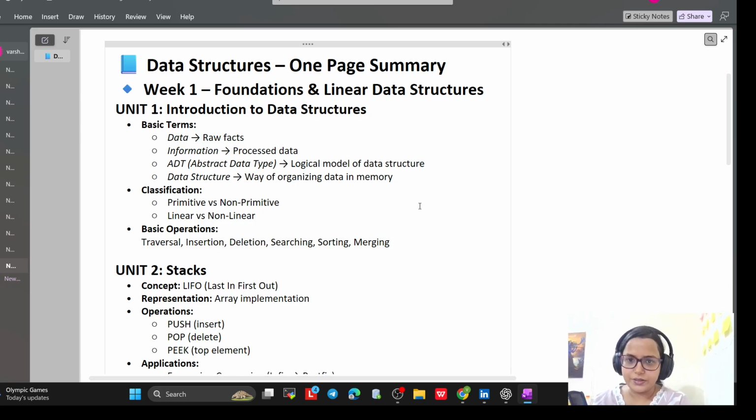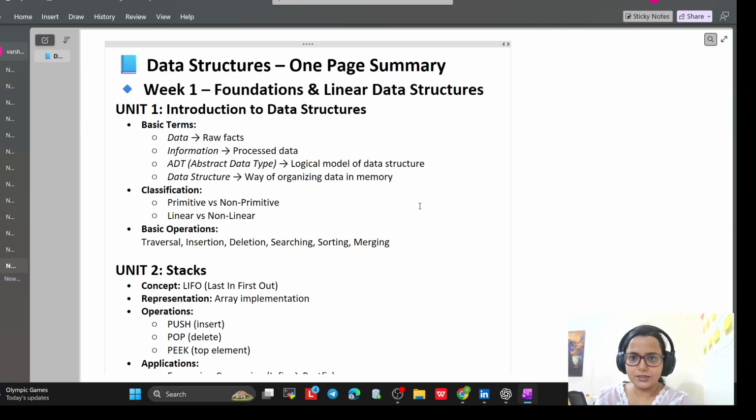As I promised, I am going to start a series on data structure and algorithm. Today will be day one, and today we will discuss what we are going to cover about data structure. In tomorrow's class, I will tell you what we are going to cover in algorithm. So that will go in parallel.